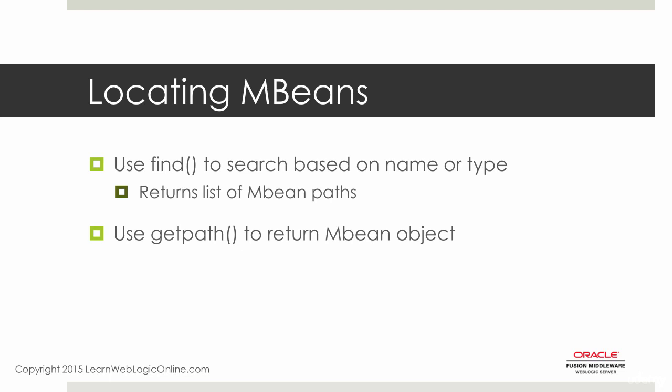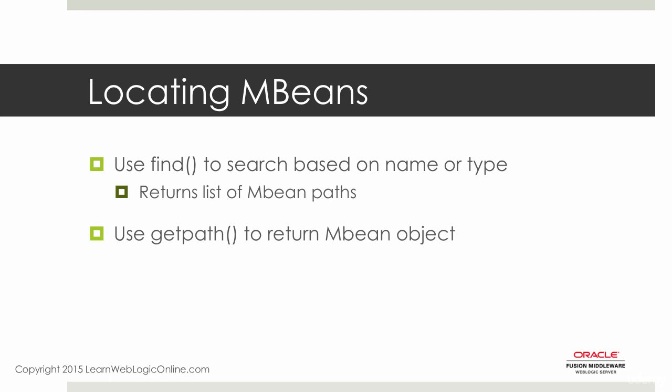Find, by the way, returns a path, like a directory or file path to the MBean. So if we wanted to know where our MS1 MBean was located, we could run find on MS1 and it would return us the MBean path. Now, you can have a resource of different types with the same name. I don't recommend this because it leads to name collisions when you're clustered. However, find will return a list or an array of those MBean paths if it finds an MBean with the same name. You can also find based on type.